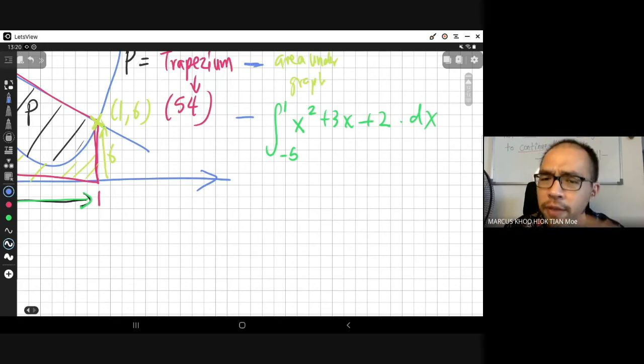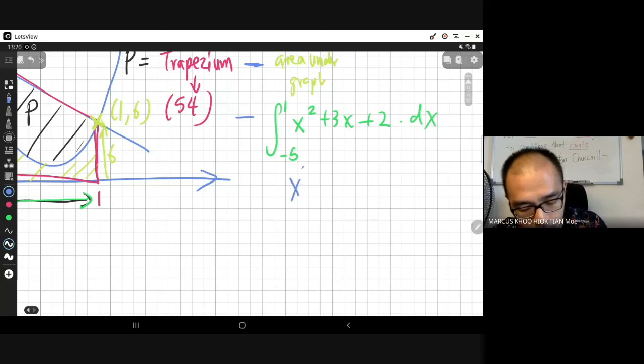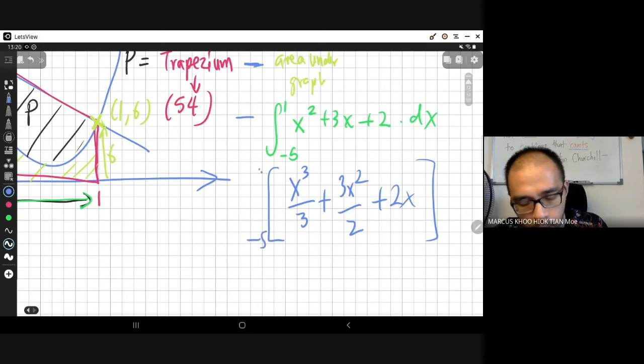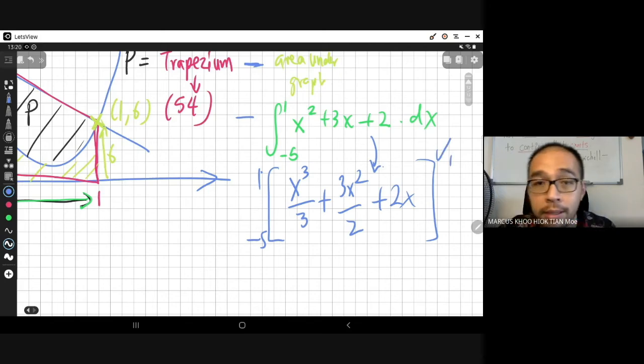Even if you don't understand the question, just integrate. Integrate correctly, you will get x cubed over 3 plus 3x squared over 2 plus 2x, from negative 5 to 1. This act alone, guys, is definitely 1 mark. This is a skill taught in Form 5. Definitely, they must give you marks for integrating correctly.